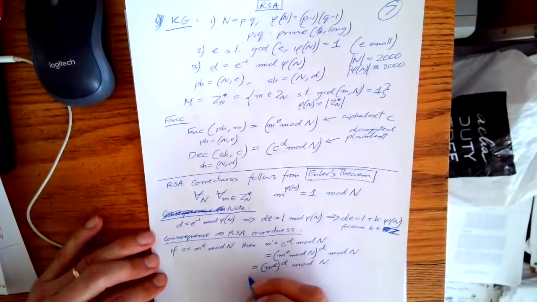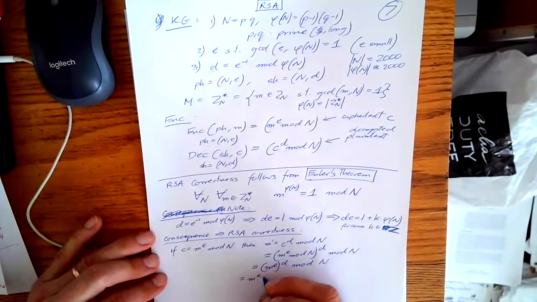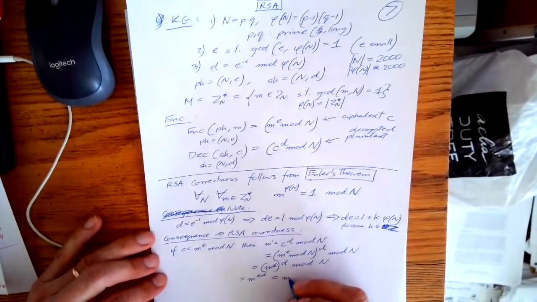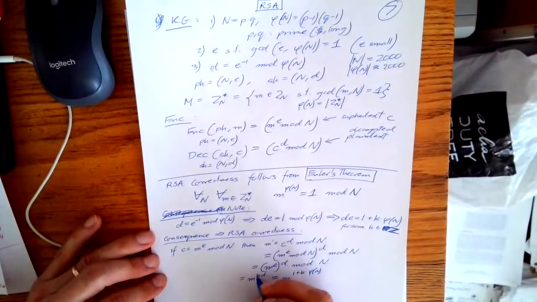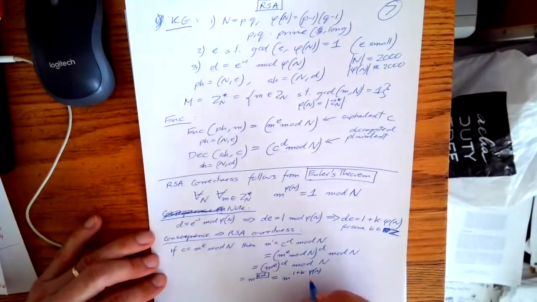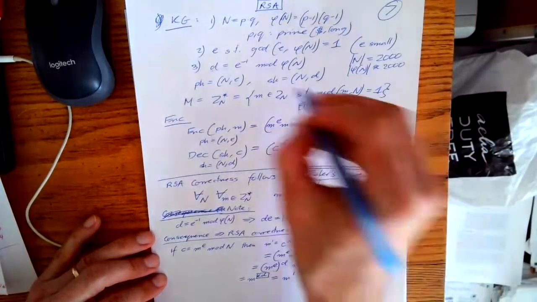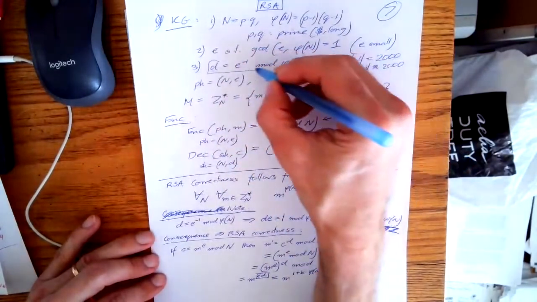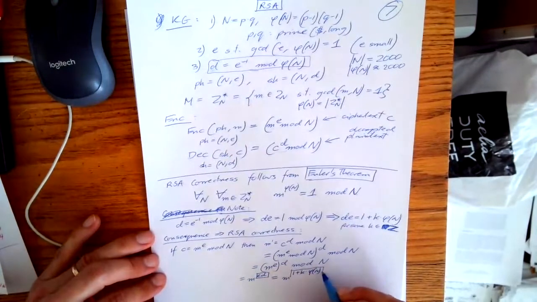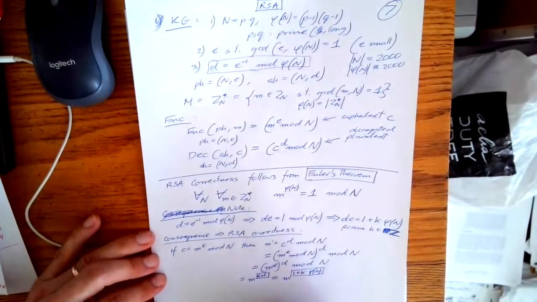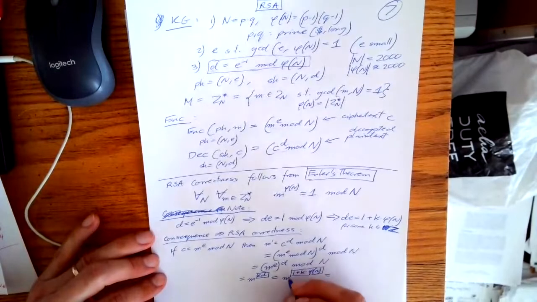Now this is the same as M to the E times D, right? But M to the E times D is the same as M to 1 plus K phi of n, right? Because I set my E times D precisely to satisfy this. This key equation maps to this relation. And now, okay, let's rewrite it.